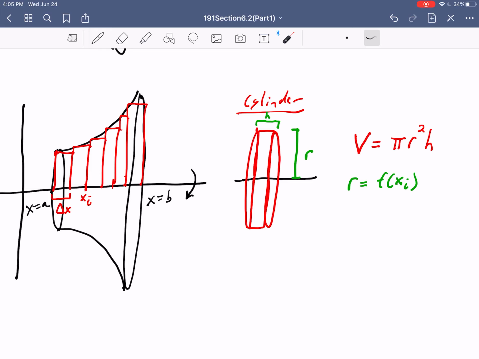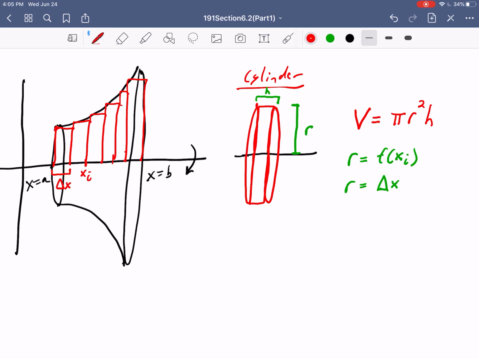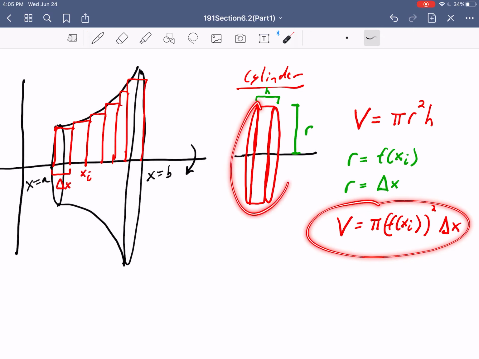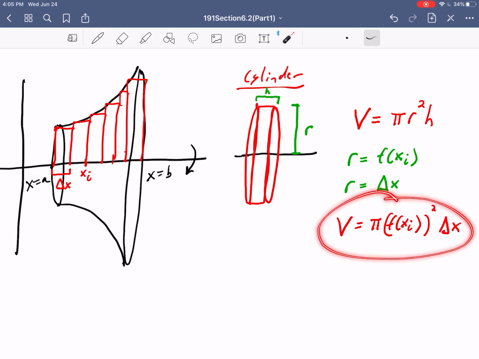What about the height? Well, the height is this distance. It's that horizontal distance. That's the width of each of these rectangles, which we know is delta x. So we know that the height here is going to be delta x. So that tells us overall that this volume can be thought about as pi f of x sub i squared times delta x. So the volume of one of these cylinders is equal to this.